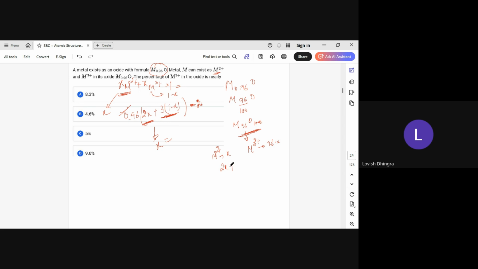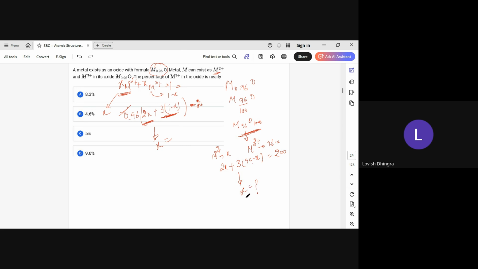So what I will do, 2x plus 3 into 96 minus x. Now this one is the total positive charge, that is because of metal, equals to the total negative, because oxygen will have 2 minus into 100 atoms, so 200. I am equating the total positive equals total negative. So from here again you will solve the x value. If you get the x value from here, you can find out the percentage of M3 plus very easily.